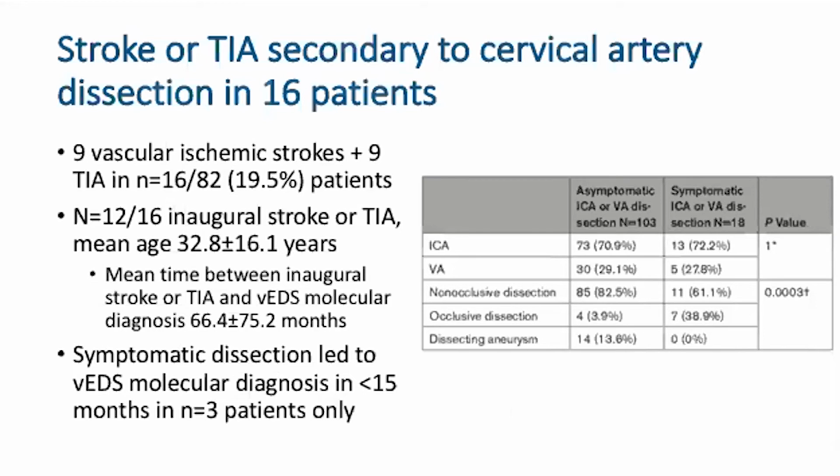Here we looked more precisely at the location and the type of event leading to stroke or TIA. We had the patients who had ICA or VA dissection without any stroke or TIA, and the second column is for the patients who had stroke or TIA. Here we can see there was no significant difference in the location, but in the type of event, the patients who had stroke or TIA had more occlusive dissections than the patients who did not have stroke or TIA. So this was quite interesting.